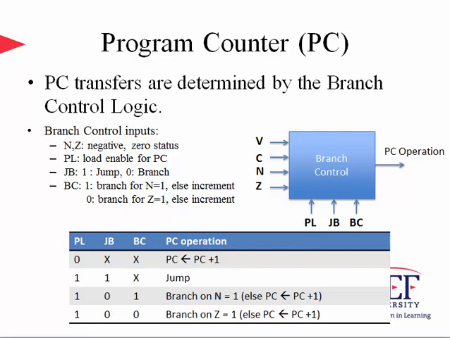There are also 3 more inputs to the branch control, and they are PL, the load enable for the program counter, and JB, the variable to determine if it's a jump or a branch instruction that's to be executed. And finally, the BC input is used to implement the conditional statements, like for branch on negative, branch for N equals 1, else increment. Or, for example, for branch on 0, branch for Z equals 1, else increment. The truth table for these inputs and the corresponding program counter operation is shown in the table at the bottom of this slide.